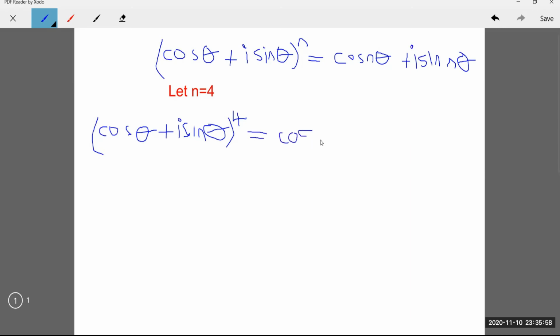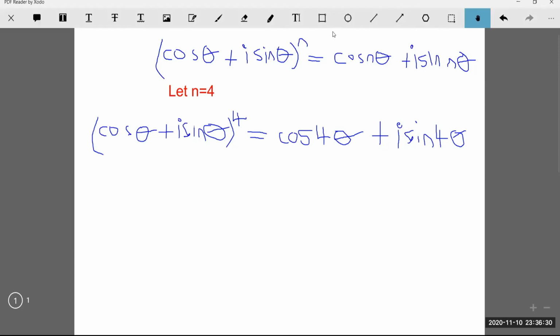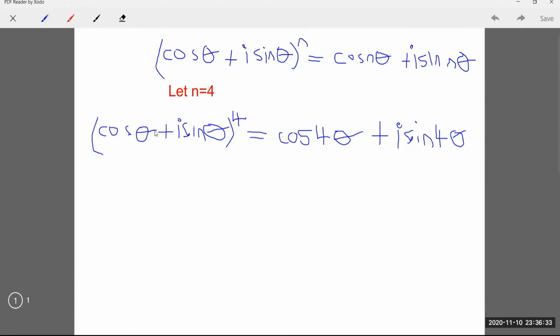Once you get to this part, you're pretty much done half of the work. The only thing we need to know is that whenever two complex numbers are equal, their real parts are equal and their imaginary parts are equal. Since we have i sine 4 theta, we have the imaginary part on the right-hand side. But we don't know the imaginary part on the left-hand side because it's not in the form x plus yi. So we need to get it in that form by first expanding the bracket on the left-hand side.